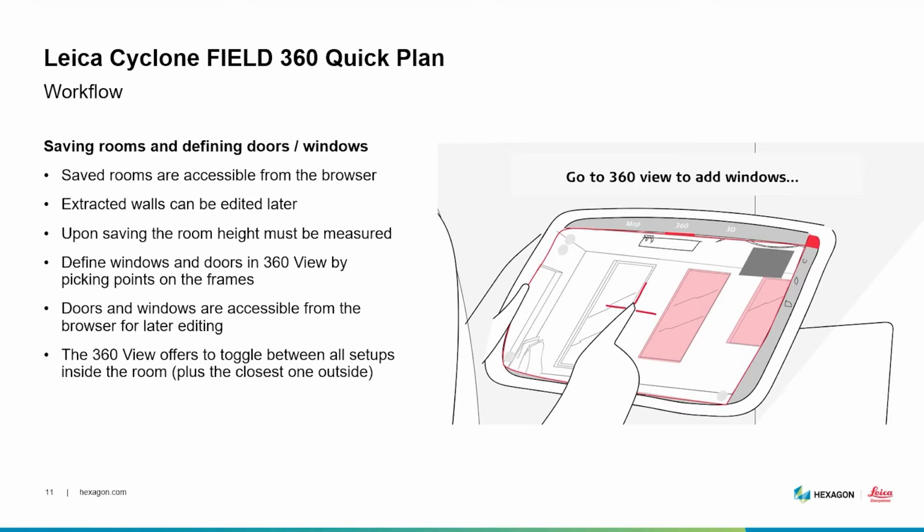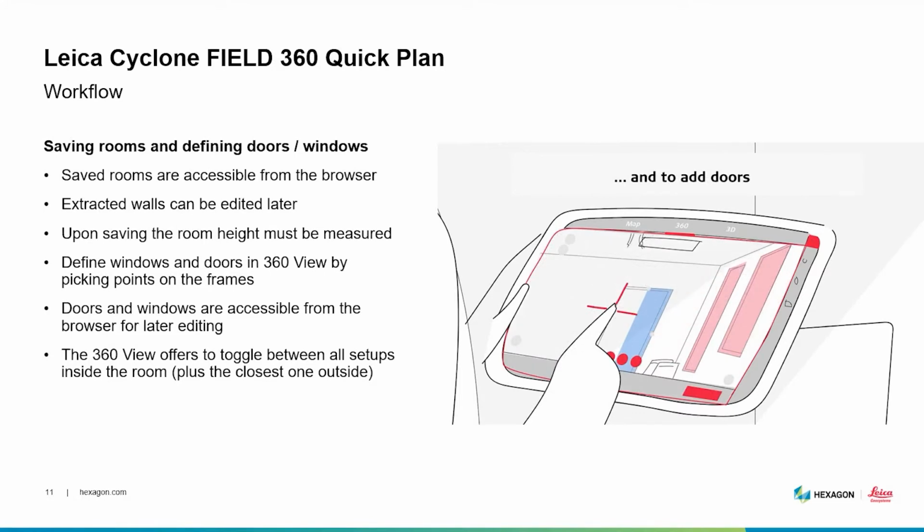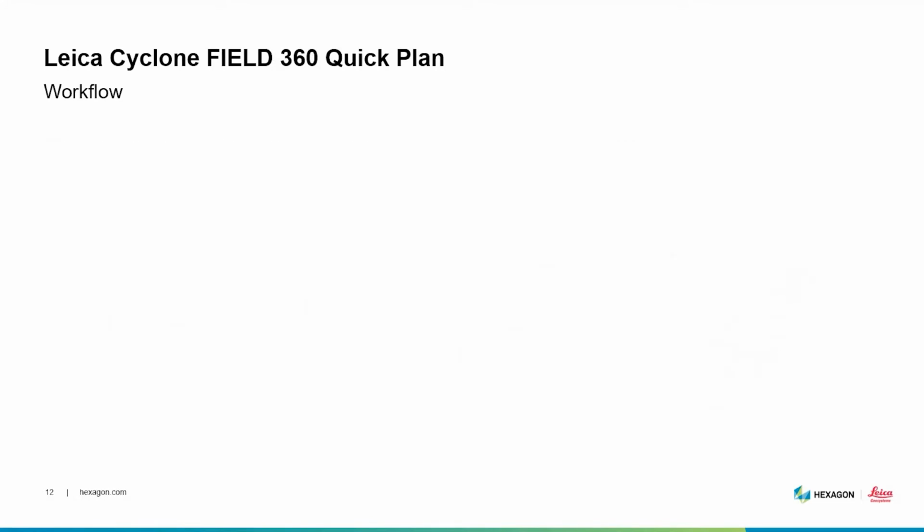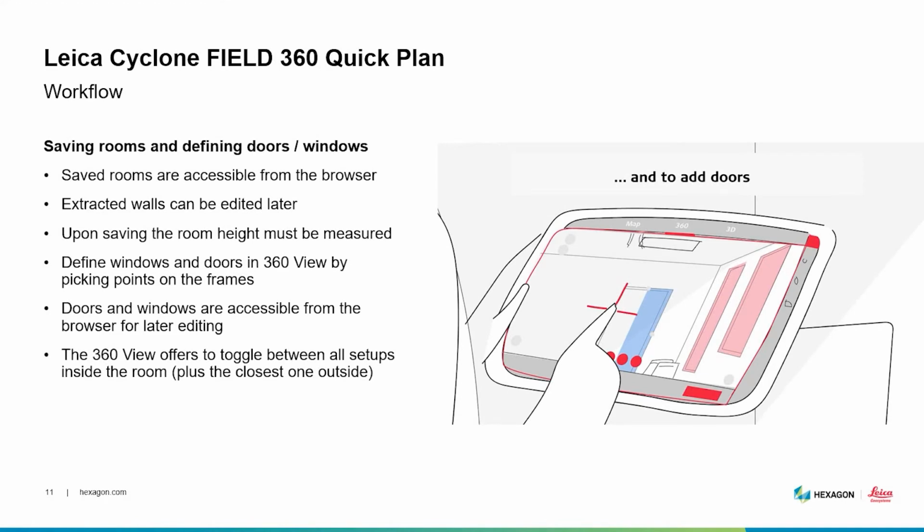You can do this by either picking 3 points or 4 points on the frame. 3 points if you have a door and 4 points if you have a window. And you can also use the undo commands if you happen to make a mistake. You can undertake all these functions within the 360 view in the main app.